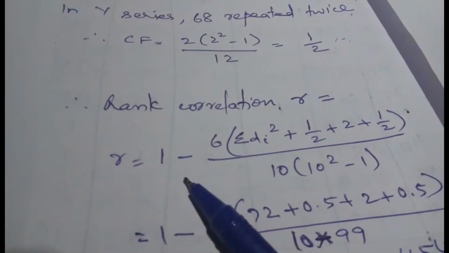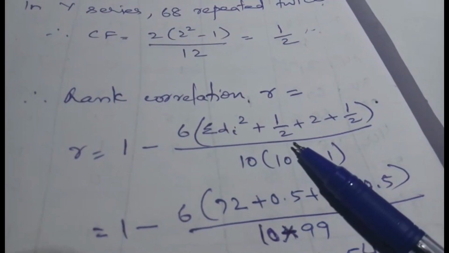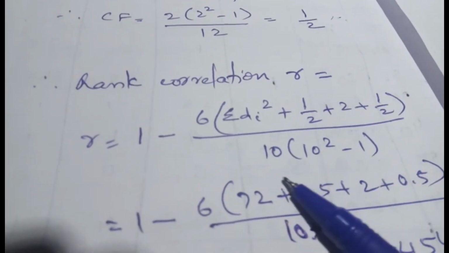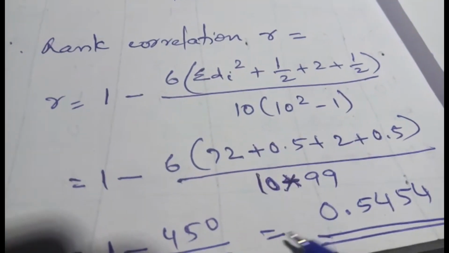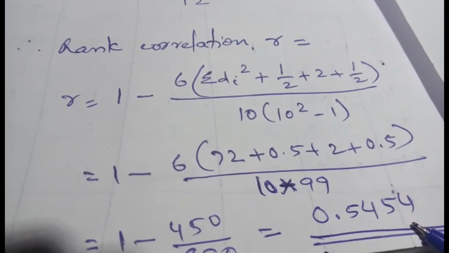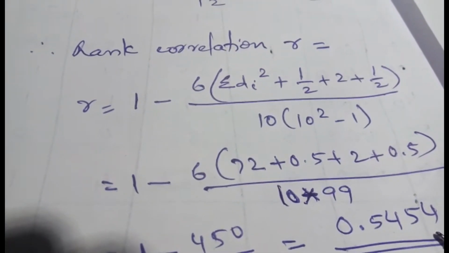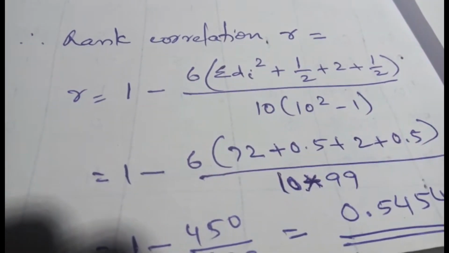That is, the repeated rank formula is R is equal to 1 minus 6 into sigma di square plus correlation factors, divided by n into n square minus 1, where n is 10. After solving, you will get the answer as 0.5454. So this is the way to find rank correlation if repeated ranks are given. Hope this is clear for you.